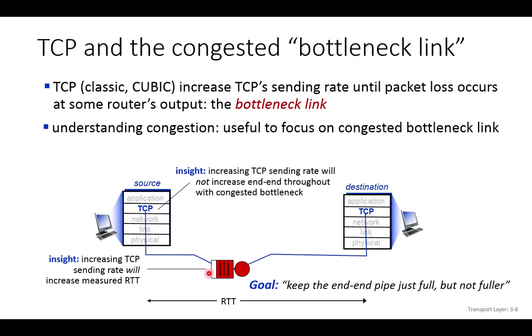Similarly, if the buffer is not full, the packet is not lost, but the buffer has many packets in the queue, so that packet will wait. So its acknowledgement arrives late, so the RTT will increase. When the RTT increases, the throughput will decrease. So what should we do? Always the purpose of the internet is to keep the end-to-end pipe full but not fuller, because if it is fuller, then the arriving packet will experience more delay, so throughput will decrease, and if the queue is full, then the packet will be lost.